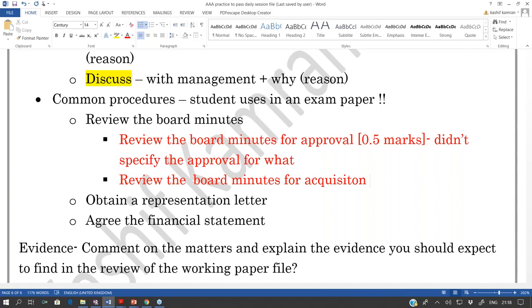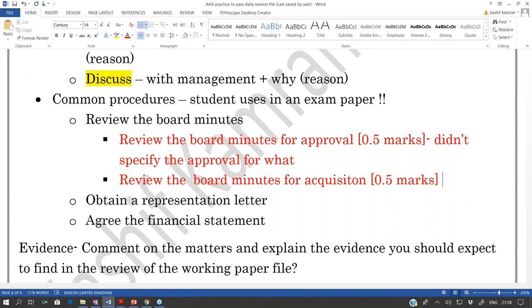Review the board minutes for acquisition. Again, this statement is not giving you 1 mark. This is giving you another 0.5 marks. Because when you say review the board minutes for acquisition, you do not state what information regarding acquisition is being obtained from the board minutes. Are you obtaining the approval of acquisition, or are you obtaining the justification of acquisition?